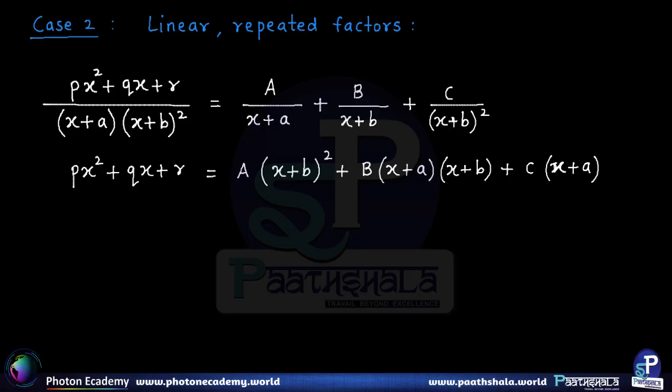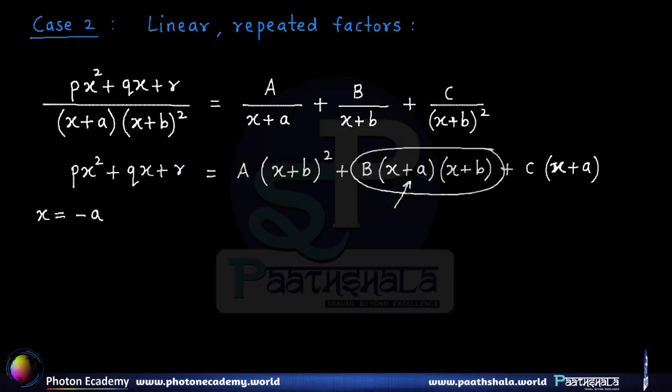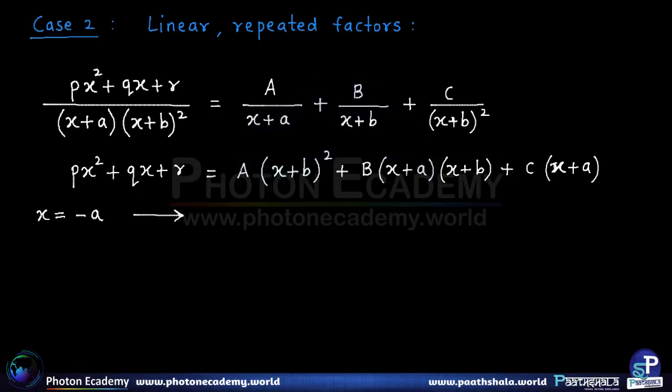Now here if you observe, let us put different values of x so that two terms vanish on the right hand side and only one term remains. So if we put x as minus a, what happens is this particular expression will vanish because it has x plus a, and similarly the last expression will also vanish because that also has x plus a. So by doing that we will get the value of capital A. So therefore putting x as minus a, we get the value of capital A. Okay, so the first fraction is resolved.